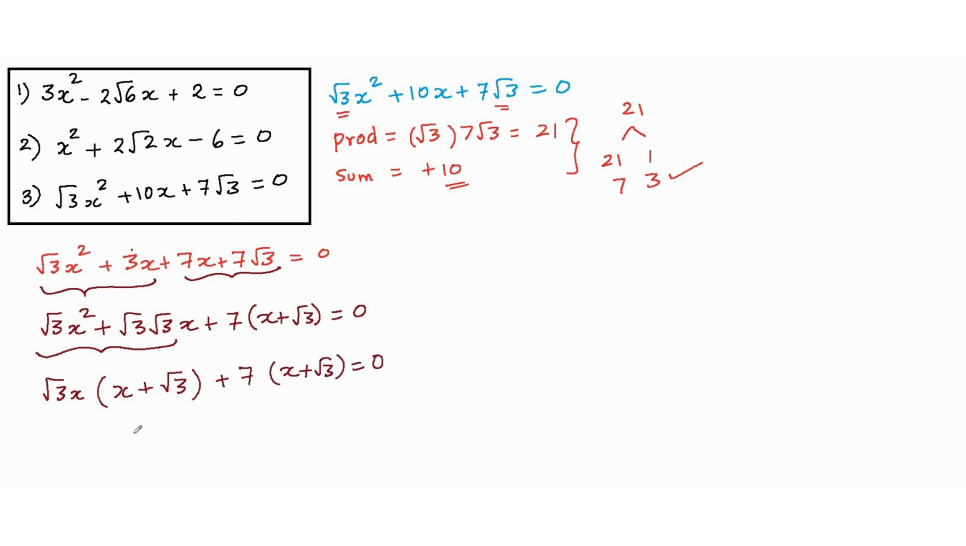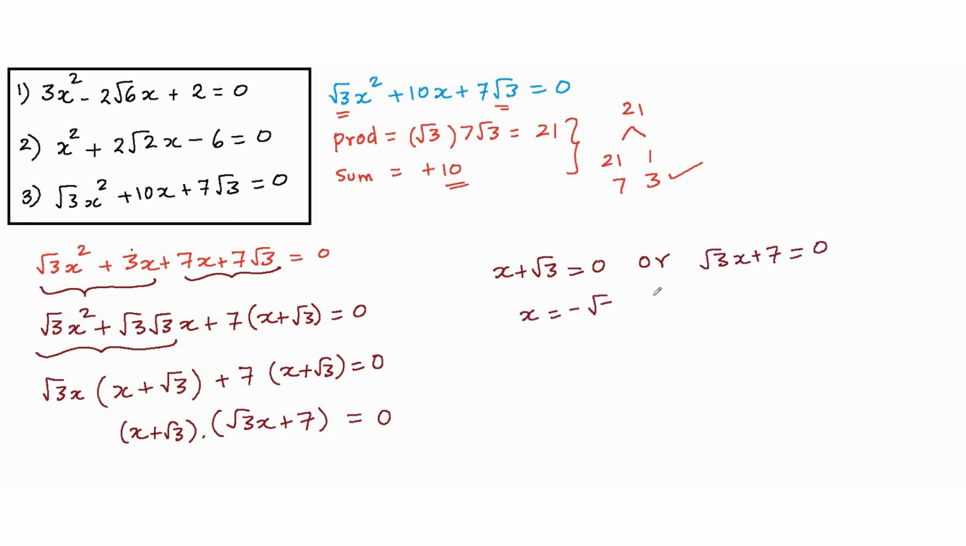Now what is common in these two terms? X plus root 3 is common. Bracket root 3x plus 7 is equal to 0. So now if product of two terms is 0, I know that x plus root 3 is 0 or root 3x plus 7 is equal to 0. This means x is equal to negative root 3 or root 3x is equal to negative 7, which means x is negative 7 by root 3.